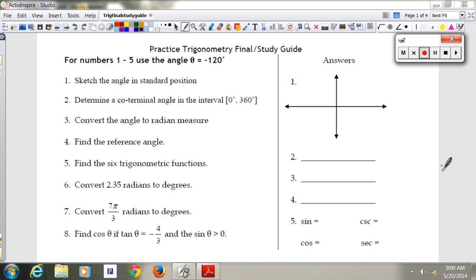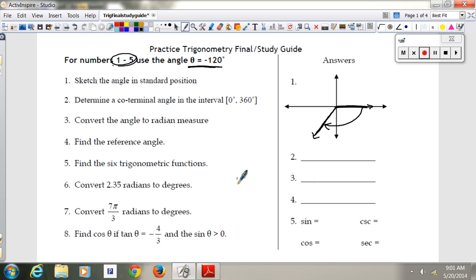Okay, number one. We're looking at an angle of negative 120 degrees, and that's going to be for the first 5 questions. You're going to be using that same angle, negative 120. First thing it wants you to do is to draw it. Standard position always starts on the x-axis, on the positive side of the x-axis. Negative 120 is going to go downward. Here's negative 90. 30 more would be where negative 120 is. So that would be your angle going in that direction. That's a negative 120. Has to go down.